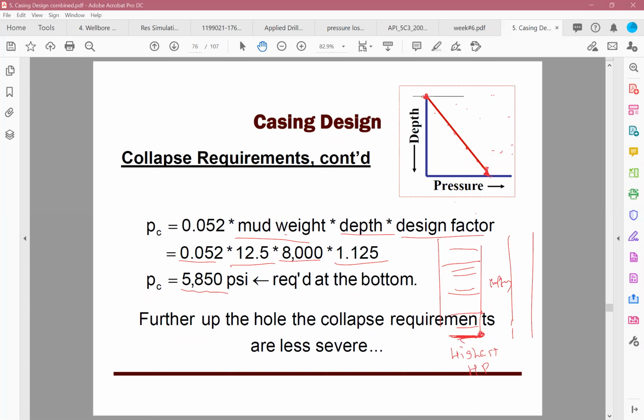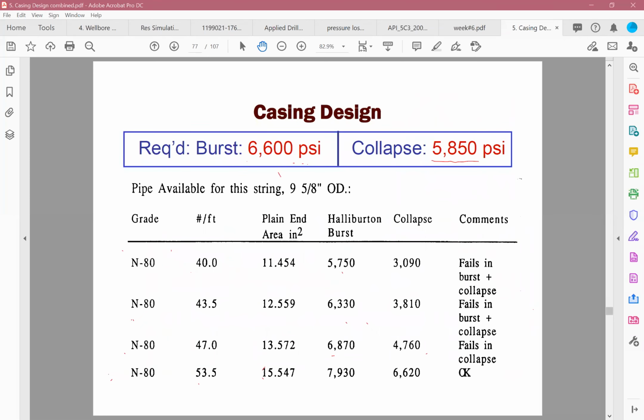All right, so this is 0.052, 12.5 pound per gallon, 8,000 feet, 1.125 collapse design factor. So that's 5,850. So we went to the table. These are the casing grades, right? These are the weight of the casings that we have. This is the cross-sectional area of the steel of the casing. And this is the burst requirement, burst pressure, burst rating, I should say, for each of these casings. And this is the collapse ratings, right?